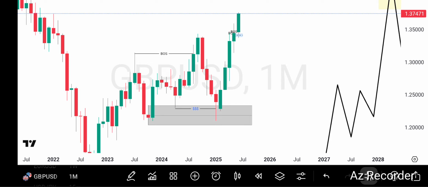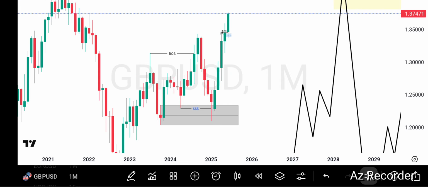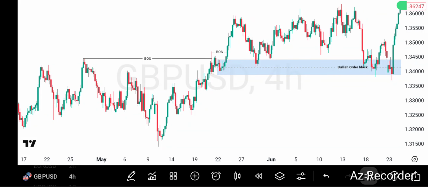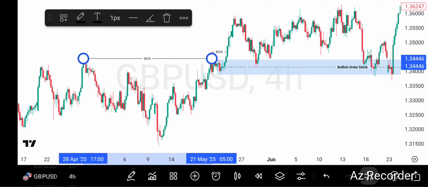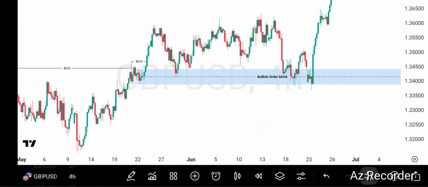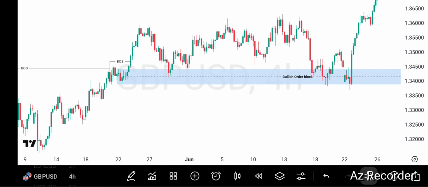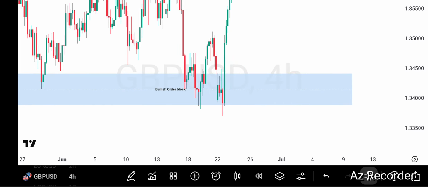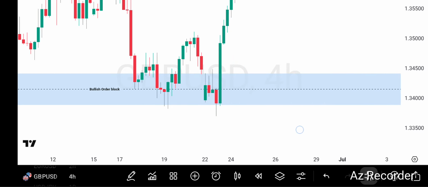So now we'll be scaling down to the weekly chart, the daily chart, and the lower time frames, to see what GBPUSD actually has to give us on the 4-hour time frame. Ever since we got this last break of structure to the upside and this minor break of structure to the upside on the daily time frame, we see price has actually retraced into the other bullish order block responsible for the break of structure on the daily time frame.